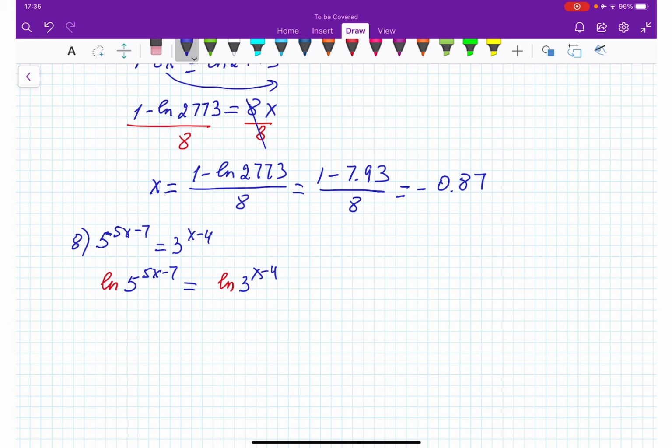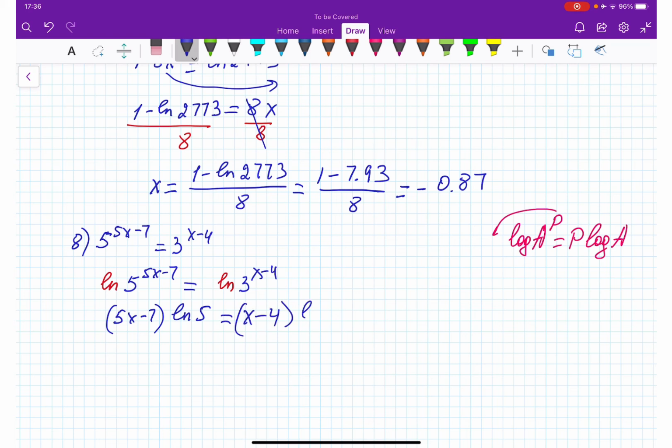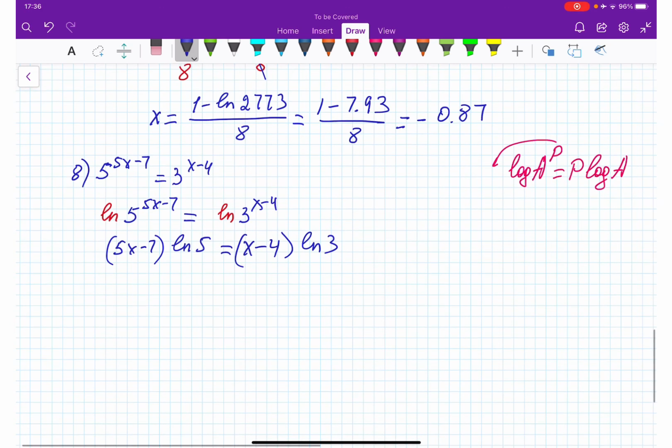But here I'm taking the natural logarithm of 5, and I'm going to apply the property of logarithm, the property of power, where log of a to the power p is equal to, so this p is coming in front, power times logarithm a. Okay, so from here what I'm going to do, this entire 5x minus 7 comes in front, we put it in parentheses, and it's going to be logarithm 5. Okay, and it's going to be equal, same way here, x minus 4 times natural logarithm 3. Okay, now let's distribute. So it's going to be 5x natural logarithm 5 minus 7 natural logarithm 5 is equal to x natural log 3 minus 4 natural log 3.